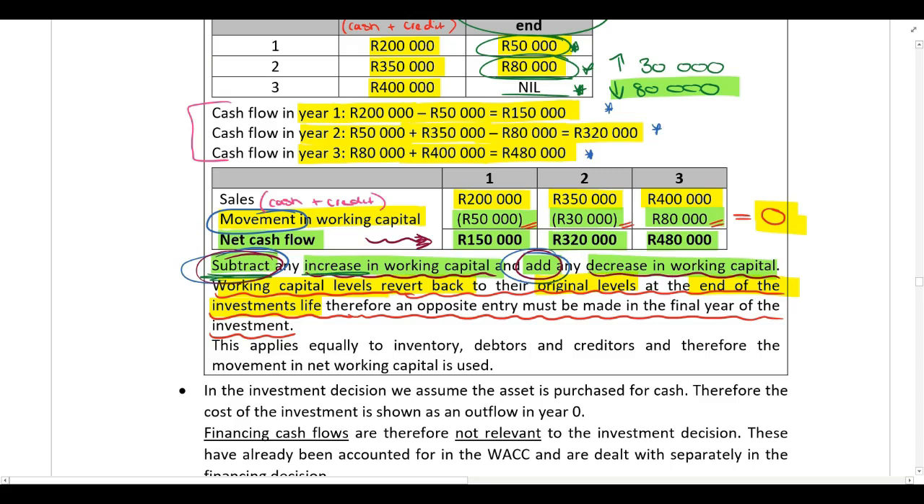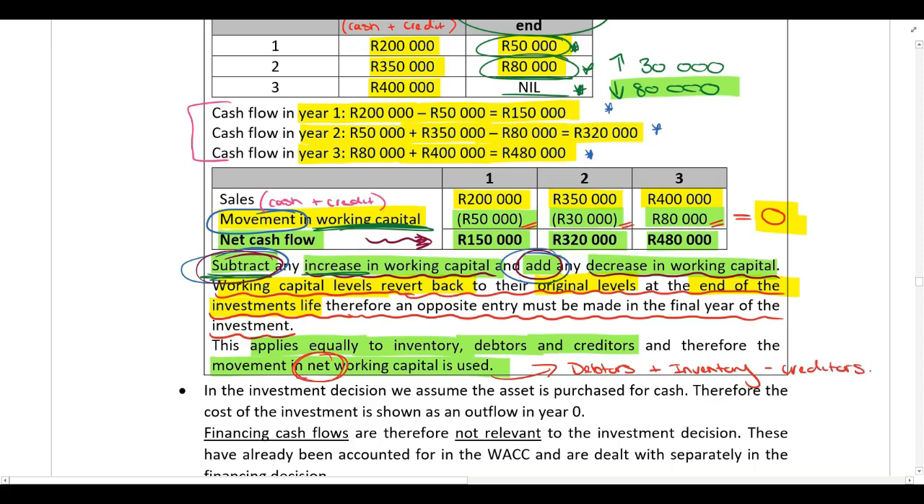Now, please note, this calculation only focuses on debtors, but I told you that we are going to perform this calculation for working capital. It is not just the movement in debtors that I look at, it is my movement in working capital. So that means that this applies equally to inventory, debtors, and creditors, and therefore the movement in net working capital is used. So guys, how do I calculate my net working capital? I take my debtors, I add my inventory, and I deduct my creditors.